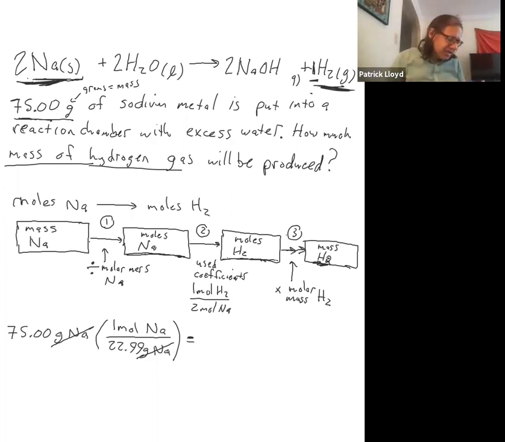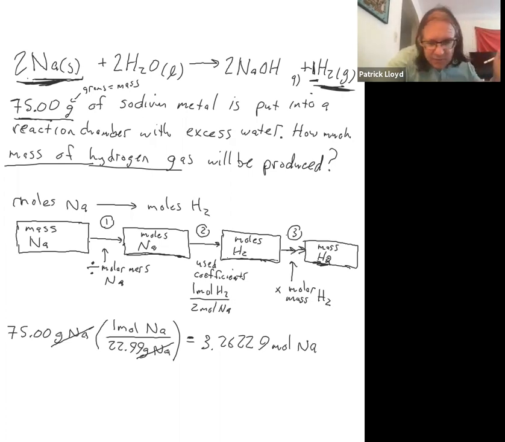Okay, so 75.00, sig figs, trailing zeros count, particularly if there's a decimal point in there. So 75.00 divided by 22.99, and you get 3.26229 moles of sodium. Okay. Now, I'm keeping an extra sig fig there, even though that number is not a counting number like 2 or 5 or 10, it gets us to here.